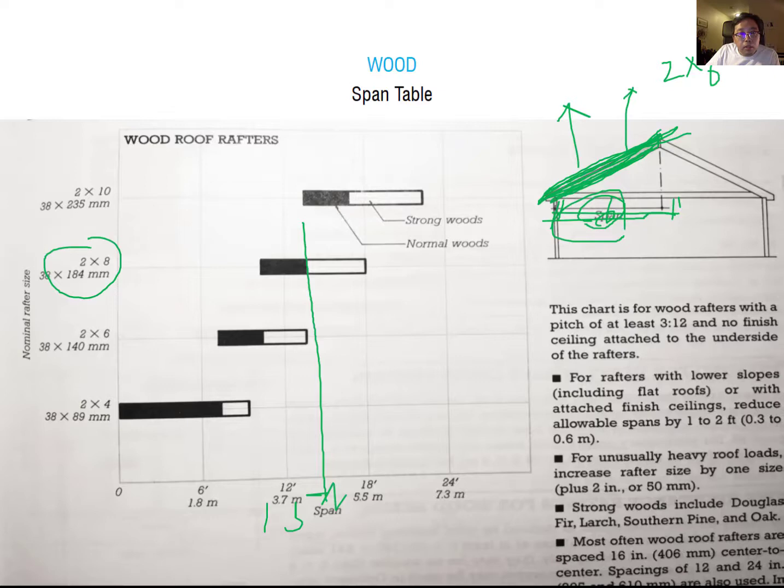But if you're using a larger rafter, which is here, you can make a longer span from here to here. So you can have a more gentle slope compared to the smaller rafter, the smaller timber product. Okay.